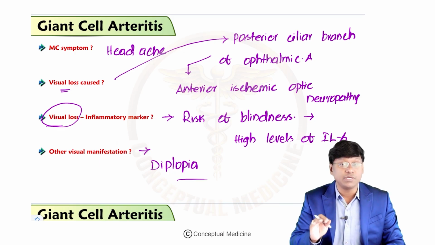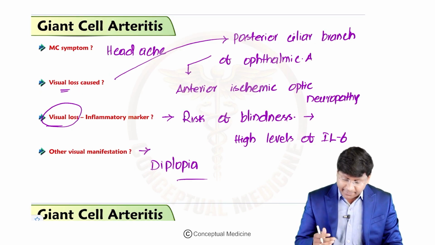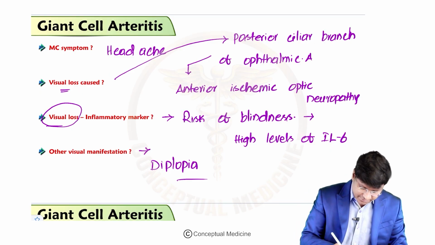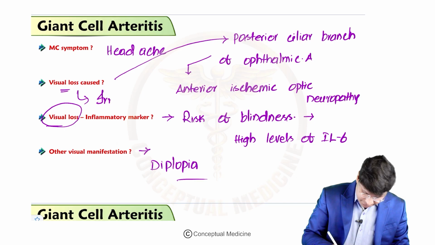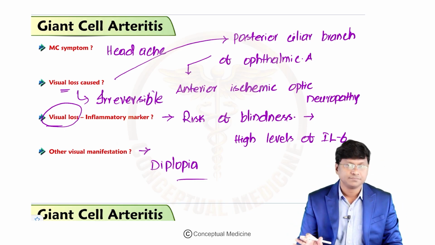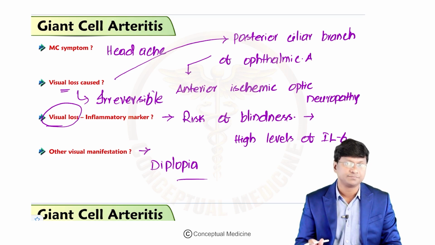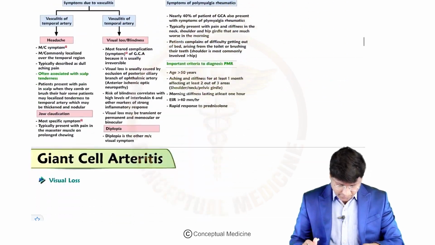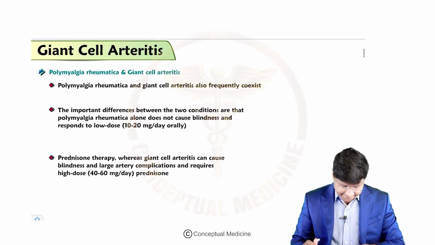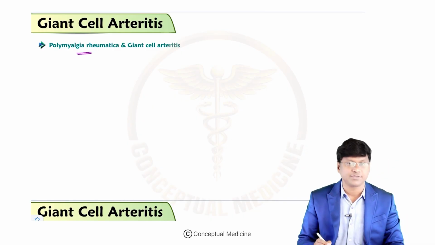Visual loss is the most feared complication of giant cell arteritis. Why do I call it the most feared complication? Because this visual loss is irreversible. That is the reason it is considered the most feared complication. Next, an important association of giant cell arteritis is polymyalgia rheumatica.